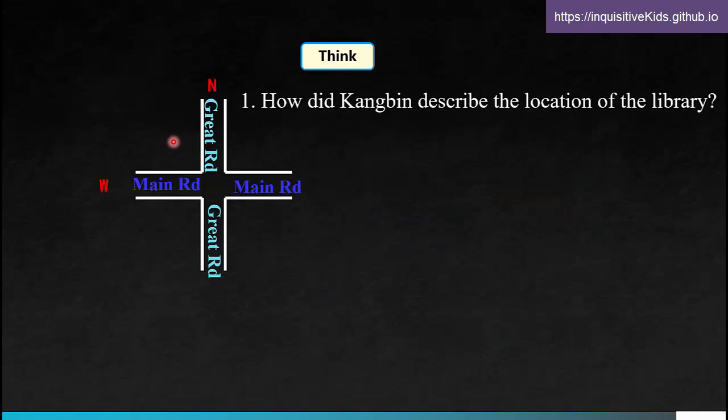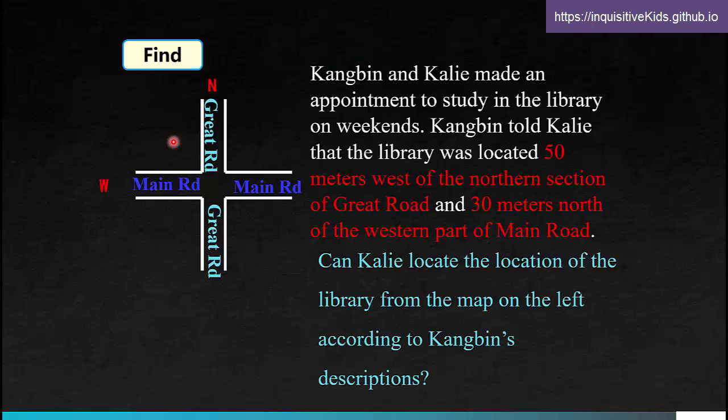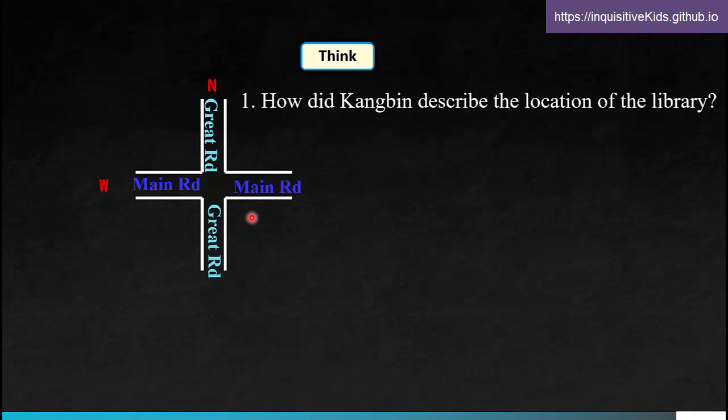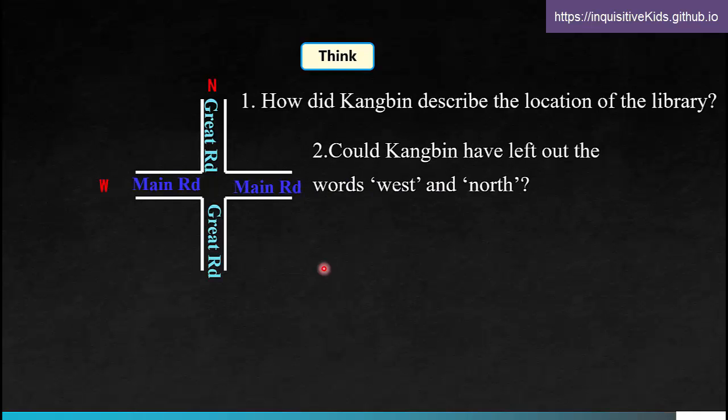How did Common describe the location of the library? Well, as you can see, here he gave 2 parameters. That's what we've been stressing about lately. We've been really emphasizing that. So that's how he described it. He described it using different directions: east, west, north and south. They're also perpendicular to each other, so that's good. And there were specific distances from those directions.